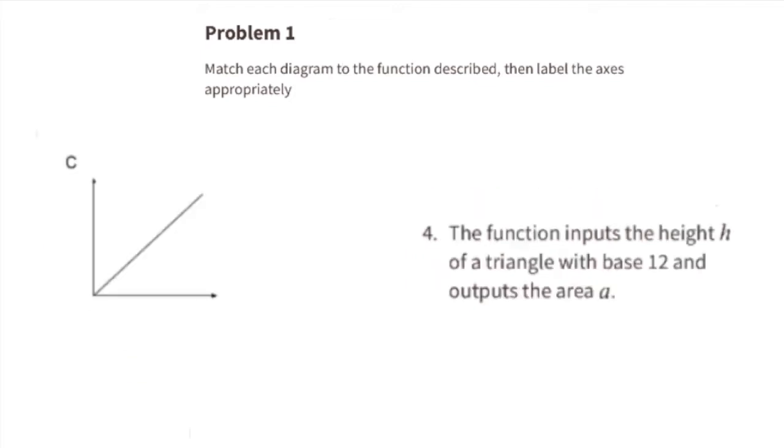Diagram C matches function 4. The function inputs the height of a triangle with a base 12 and outputs the area A. The horizontal axis or the x-axis is the height h, and the vertical axis or the y-axis is the area A. This graph shows that as the height of the triangle increases, the area of the triangle also increases at a constant rate.